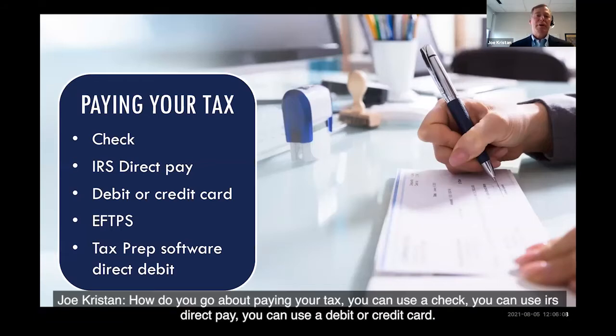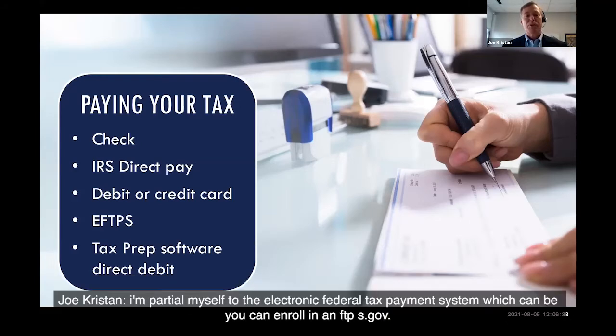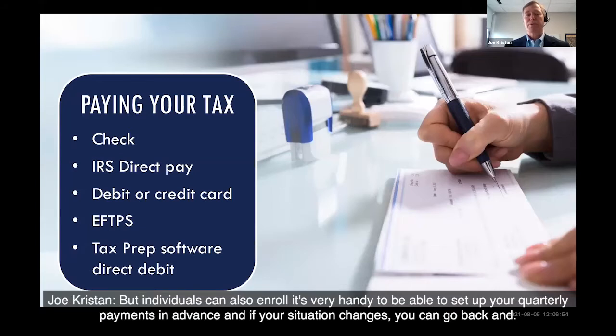How do you go about paying your tax? You can use a check. You can use IRS Direct Pay. You can use a debit or credit card. You can use EFTPS, which stands for the Electronic Federal Tax Payment System, or you can have your tax preparer direct debit your tax out of your bank account if you and the tax preparer are both okay with doing that. I'm partial myself to the Electronic Federal Tax Payment System, which you can enroll in at EFTPS.gov. Businesses generally have to be enrolled because that's how they pay their payroll taxes. But individuals can also enroll.